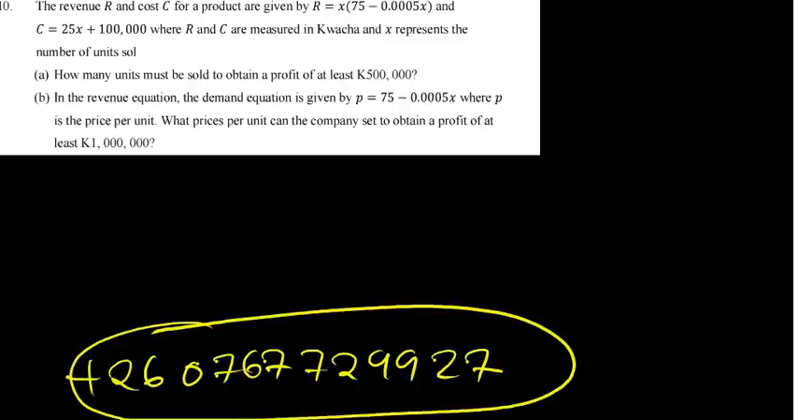Now question 10 is saying the revenue R and cost C for the product are given by R is equal to X, open brackets, 75 minus 0.0005X, and C, which is the cost, is equal to 25X plus 100,000, where R and C are measured in kwacha and X represents the number of units. Question 1: How many units must be sold to obtain a profit of at least 500,000?